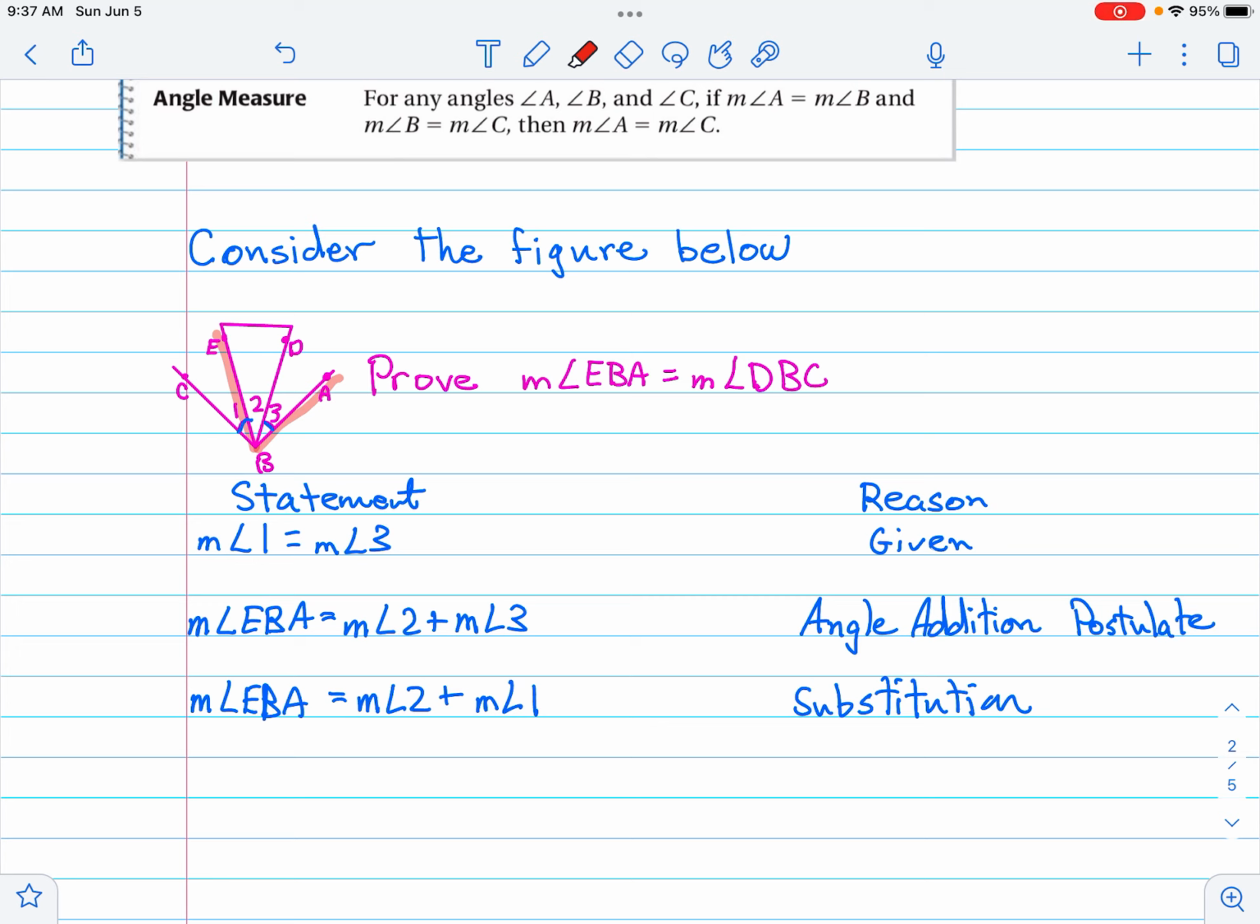Okay, now we've got that. Now, enough of this EBA. Now let's go over there to the other angle. Let's talk about the measure of angle DBC. Well, that's equal to the measure of angle 1 plus the measure of angle 2. And this is angle addition. See that? Now, just take as long as you need to get a handle on that.